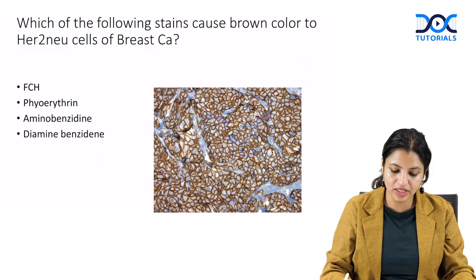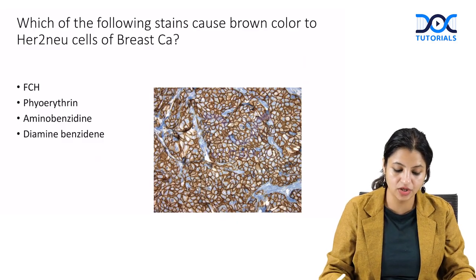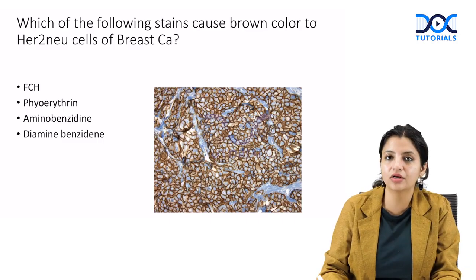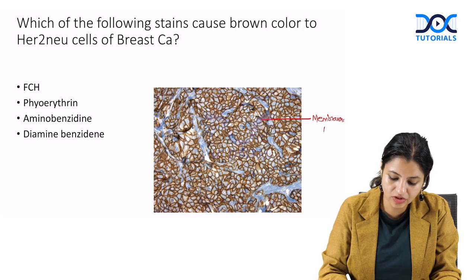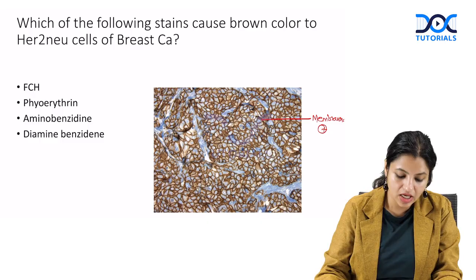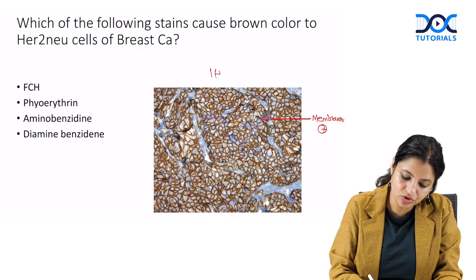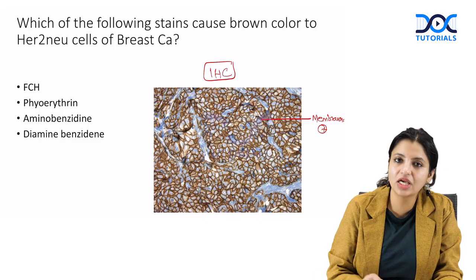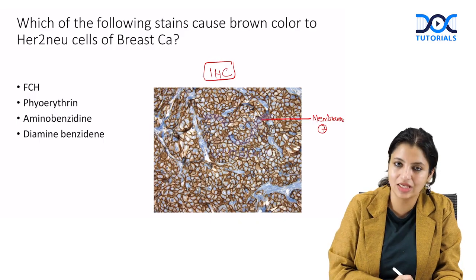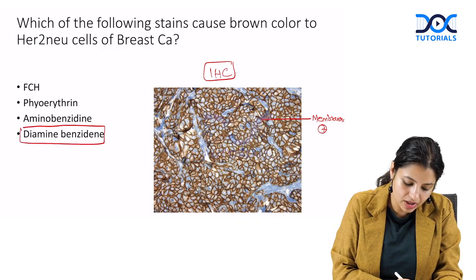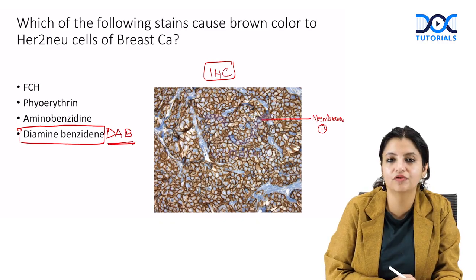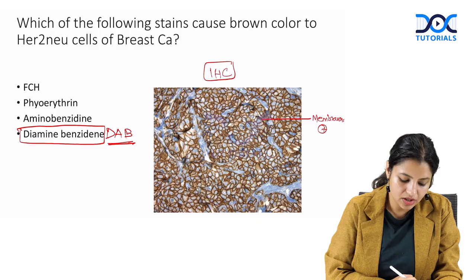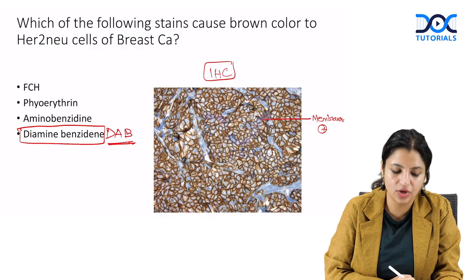So which of the following stains cause brown color to HER2-neu cells of breast cancer? Remember, HER2-neu typically causes membranous positivity. Okay, so that can also be a question next time. So it is always membranous positivity. And whenever I'm talking about immunohistochemistry, the stain that gives brown color, I keep teaching this again and again. This is called DAB, that is diaminobenzidine. So DAB is the molecule which gives you brown color. It is diaminobenzidine that you have to remember.